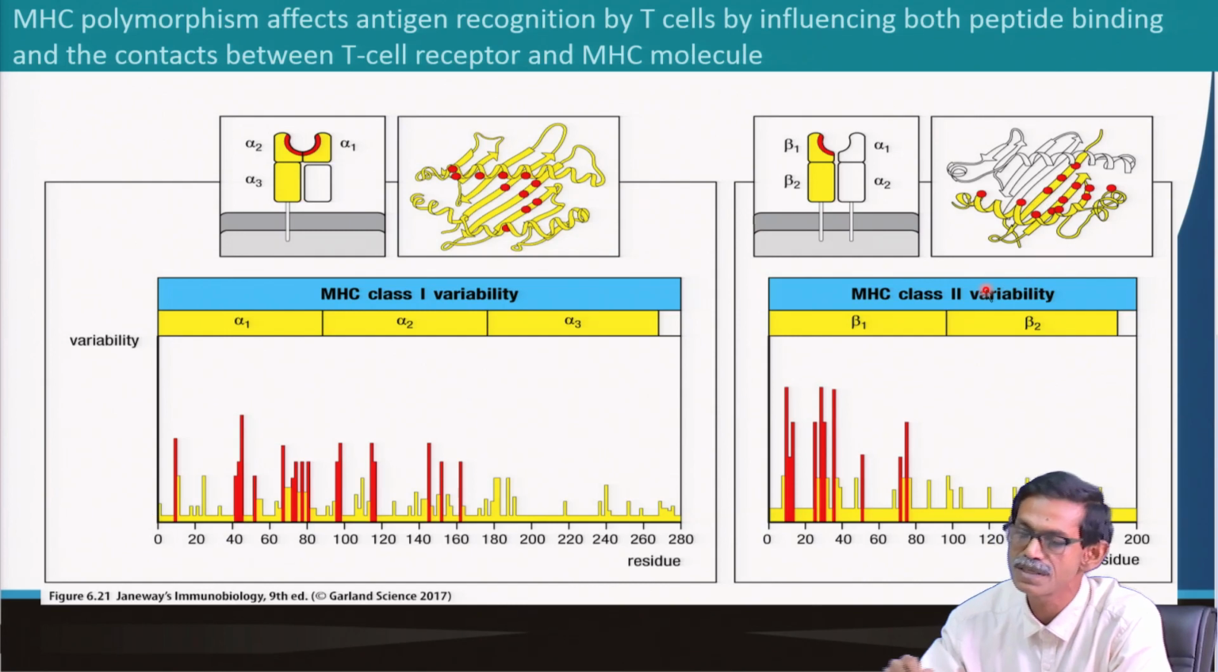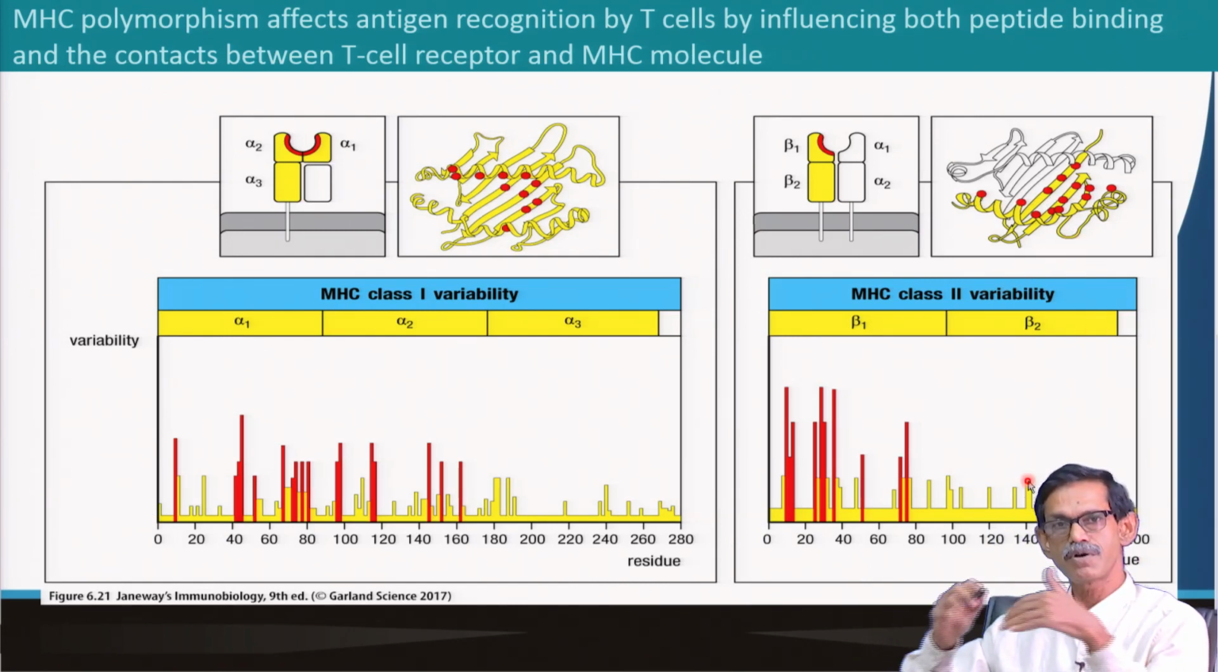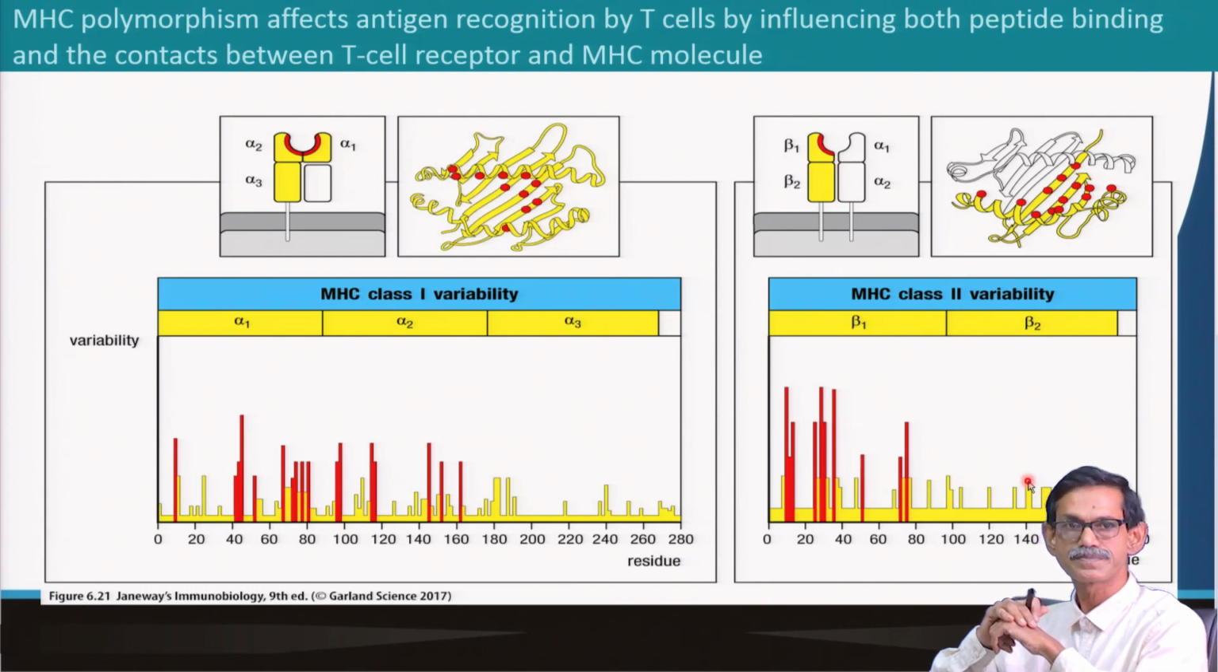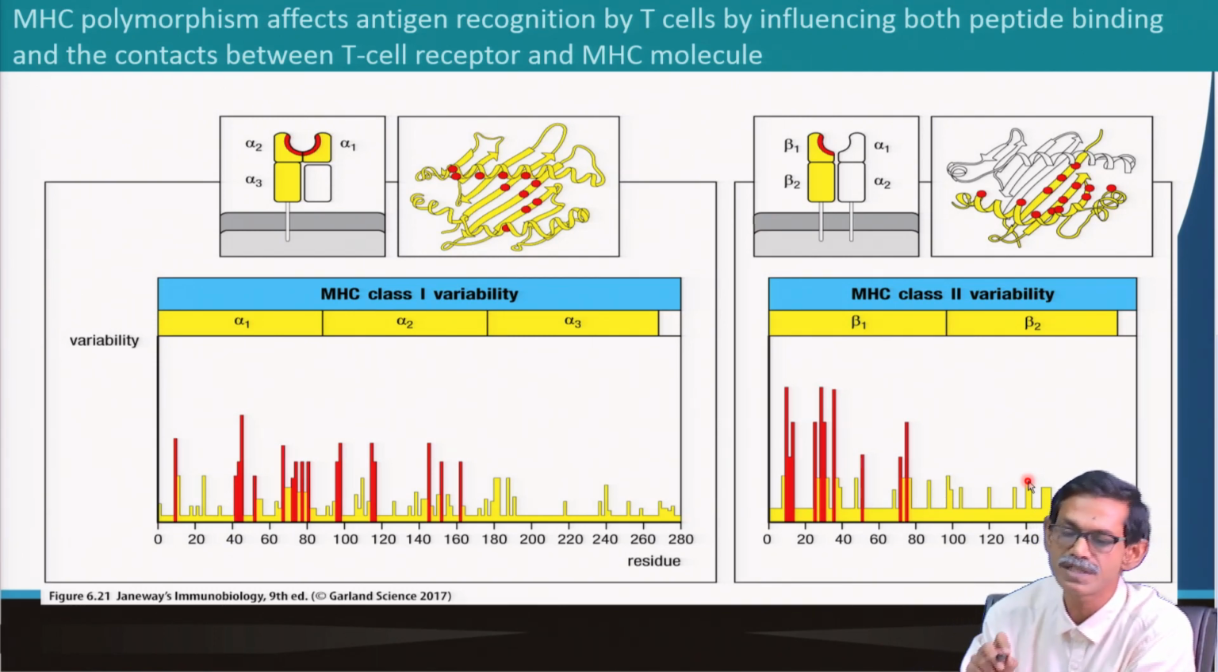So this makes the polymorphism more effective. In summary, we can say the polymorphism affects antigen recognition by T cell, influencing both peptide binding and the contact between T cell and MHC. Why contact between T cell and MHC?